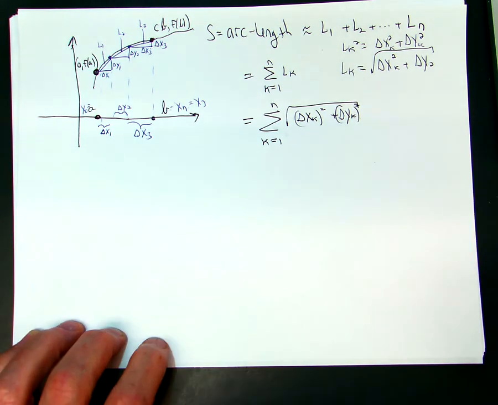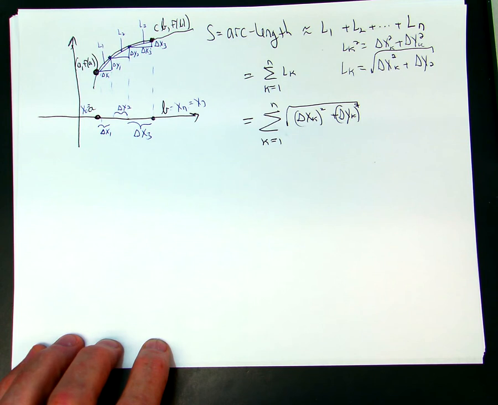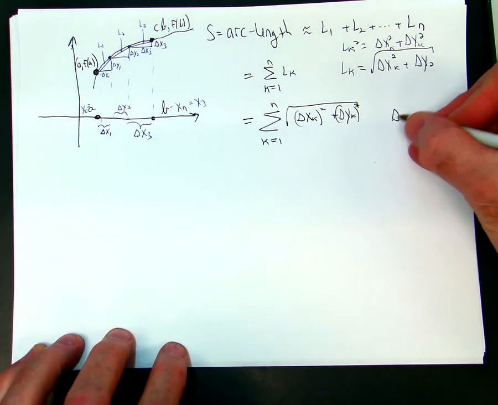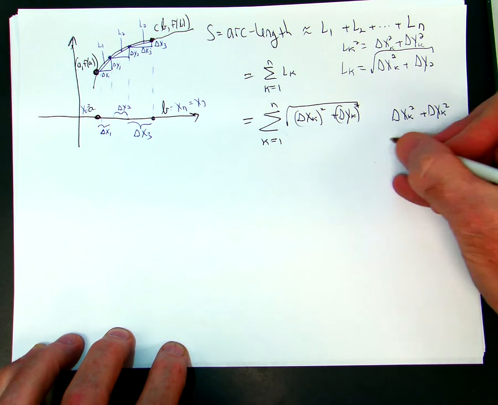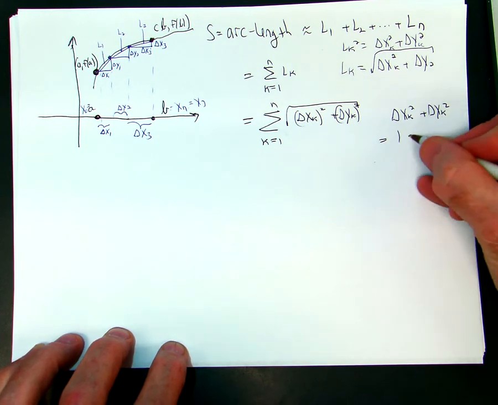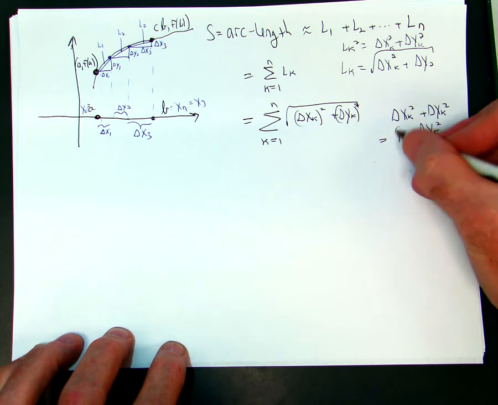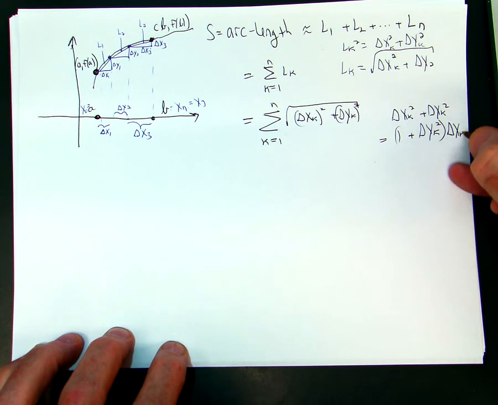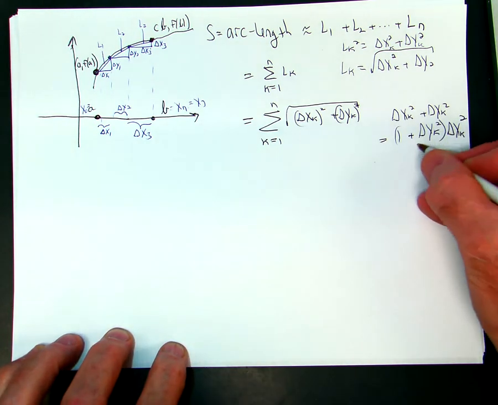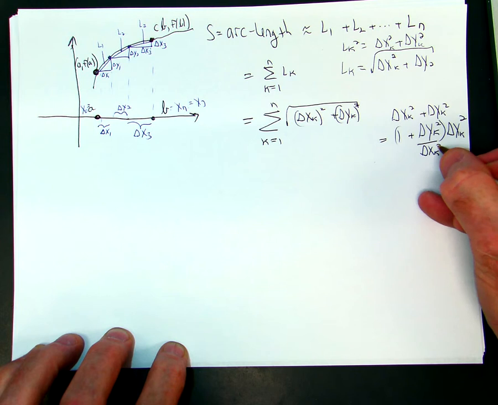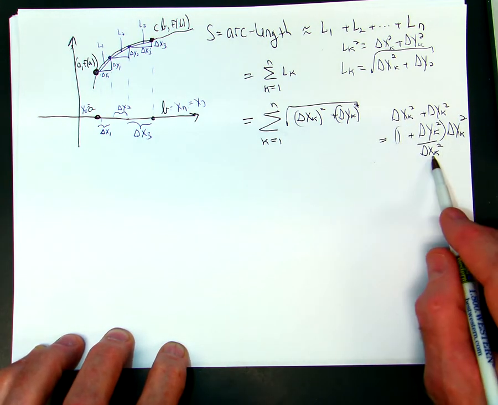Okay, now I want to turn this into an integral, but I need a delta x. And this is where I'm going to use the trick. What I'm going to do is I'm going to say, well, delta xk squared plus delta yk squared, that's going to equal delta xk squared times 1 plus delta yk squared over delta xk squared. I'm going to factor the delta x squared out of that. And then in order to factor this out of this, I need to divide this by delta xk squared. So in other words, I factor delta xk out of this, turn that into a 1. I need to divide that here.